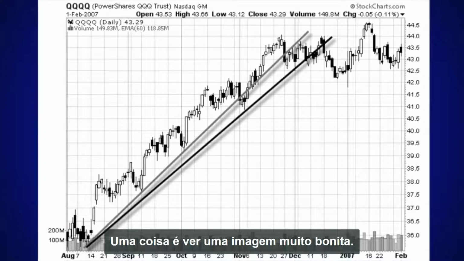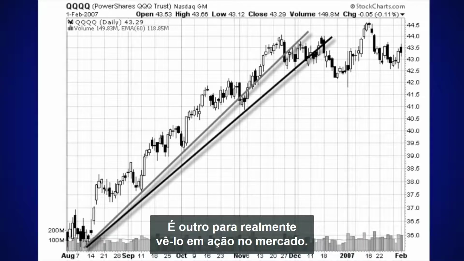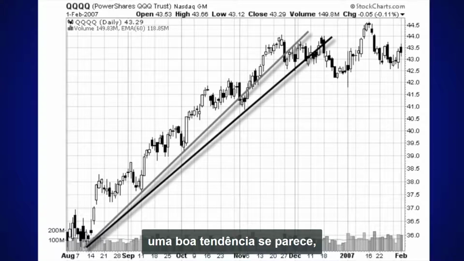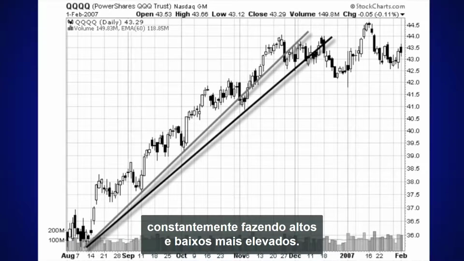That is a retracement. It's one thing to see a really pretty picture. It's another to actually see it in action in the market. So here's an illustration of what a good uptrend would look like. Constantly making higher highs and higher lows.